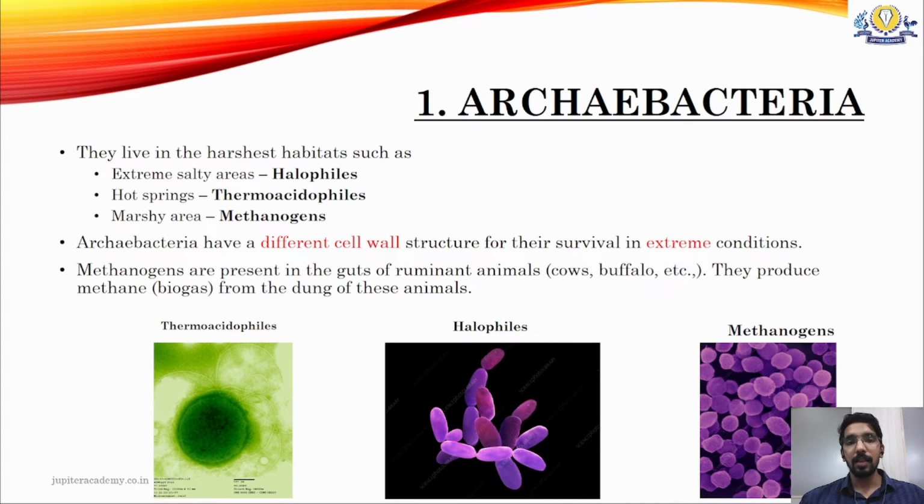In this process they produce methane as a byproduct, and that is why they are called methane producing bacteria or methanogens. They produce methane, which is a biogas, from the dung of these animals. In the dung also there will be organic substances present, which will be used by these methane producing bacteria to produce methane. I've given examples of each of the bacteria with a picture, so that you get an idea of how they look.